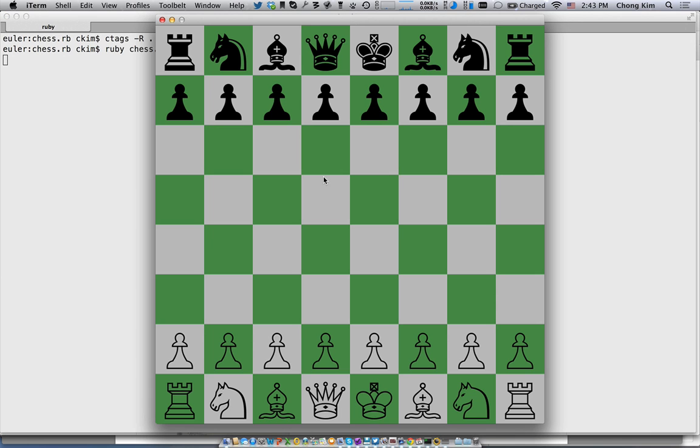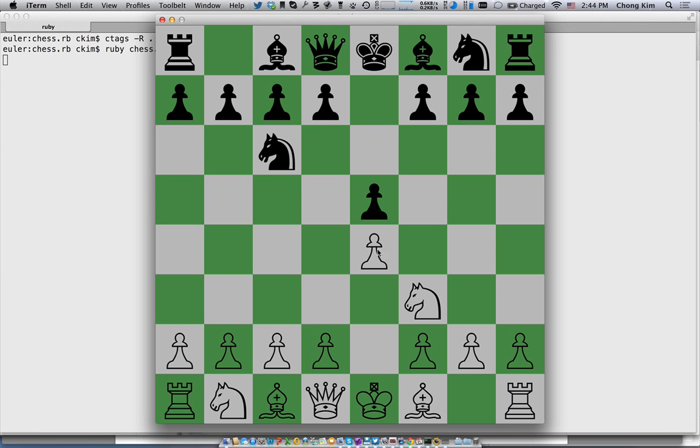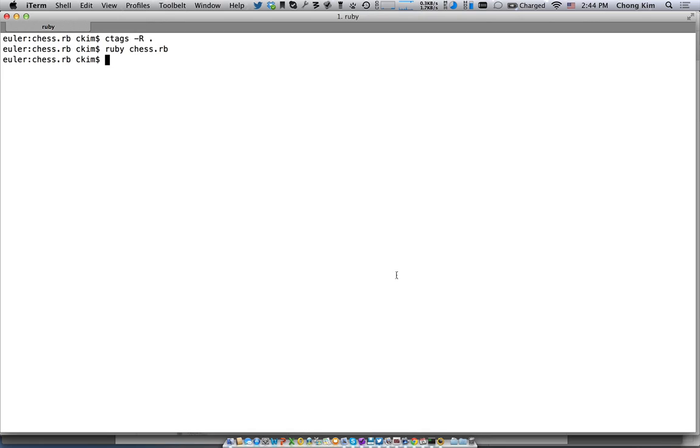Before we begin, let's just run ctags, just to make sure everything is up to date. Okay, so we have the interface. We're able to make moves, and it ignores illegal moves. But the computer is not moving, so let's make it move.